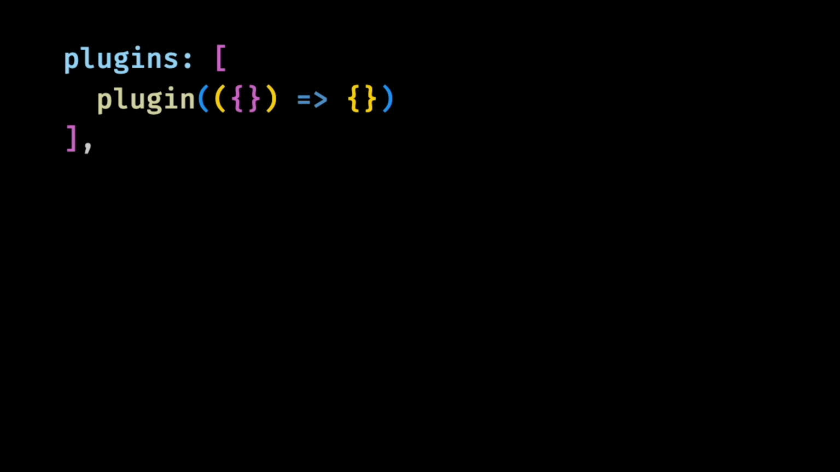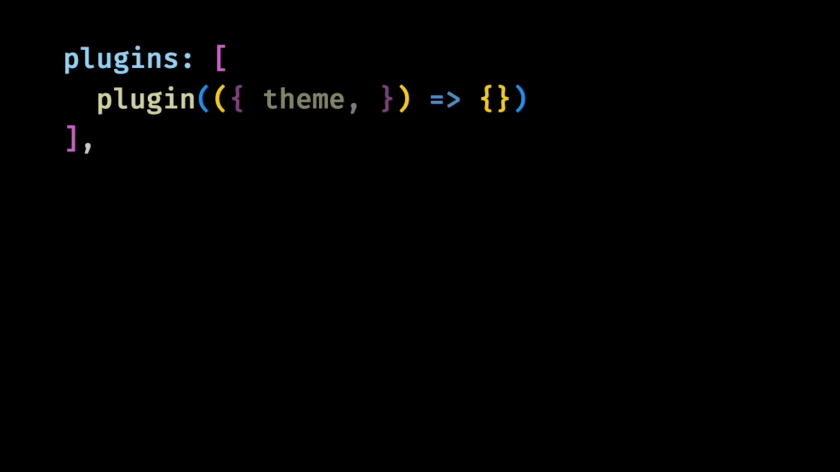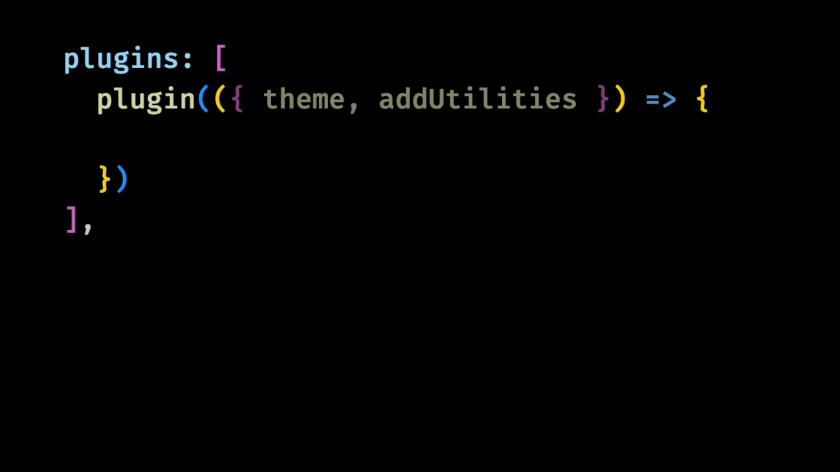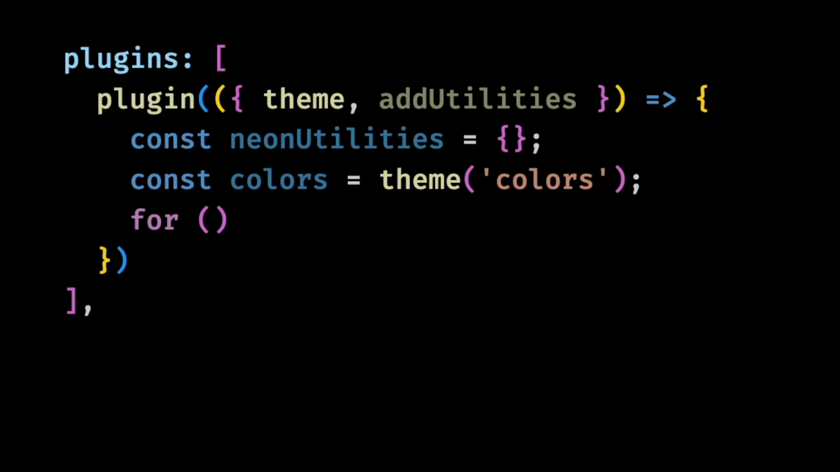The plugin helper exposes many Tailwind properties and functions that we can use. In our plugin, we want to grab the theme so we can access the colors, and we want to grab the addUtilities function that will allow us to create our own Tailwind classes. So now let's initiate our empty utilities object. We want to add the classes here for each color. So let's grab the colors from the theme and loop through the colors.